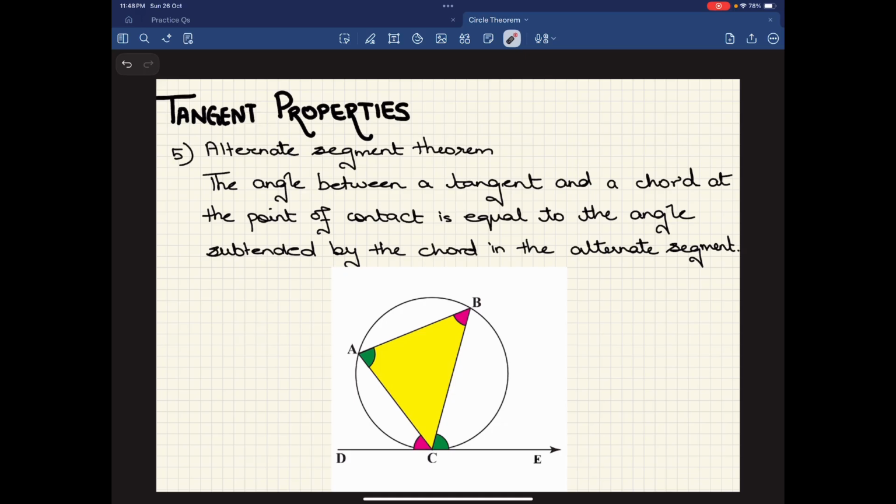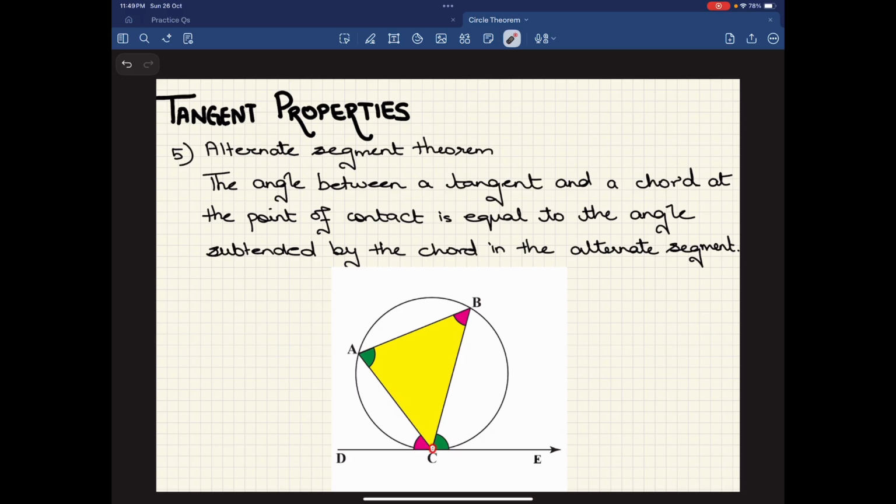Now let's reread the theorem. The angle between a tangent and a chord at the point of contact. So any chord and tangent. And what is the point of contact? This is the point of contact. So the angle between the chord and the tangent at the point of contact would be this one, is equal to the angle subtended by the chord in the alternate segment. Okay, so the angle between this chord and the tangent is this green angle, right? Now this angle is equal to the angle subtended by the chord.